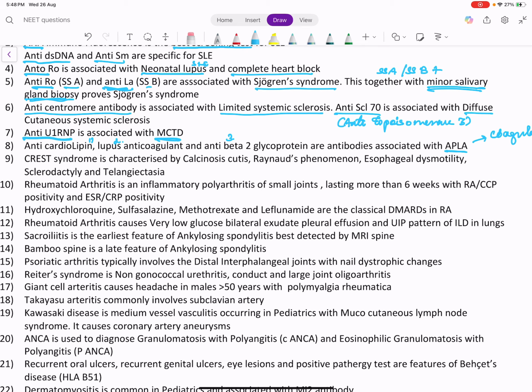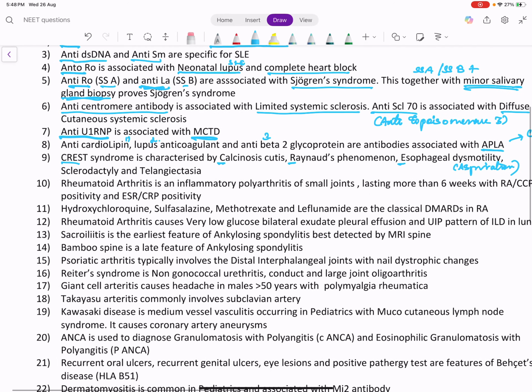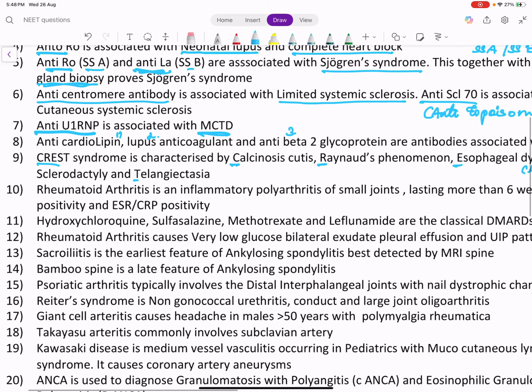CREST syndrome is one type of limited systemic sclerosis characterized by calcinosis cutis, which is calcification of the skin, Raynaud's phenomenon, which is distal vasoconstriction of the digital vessels, which can cause digital ulcers, esophageal dysmotility, which can lead to aspiration pneumonitis, sclerodactyly, also called sausage fingers, and telangiectasia, dilatation of vessels either in the skin, nails or the face.